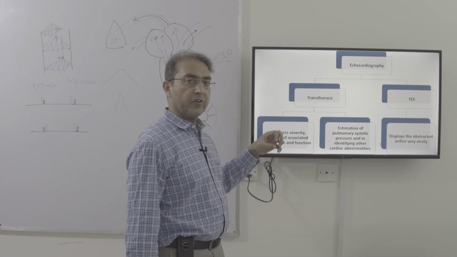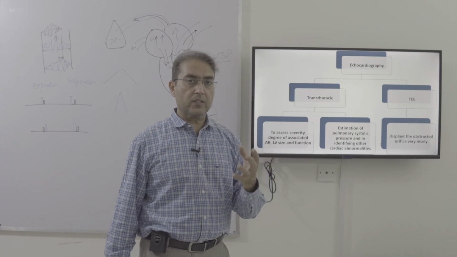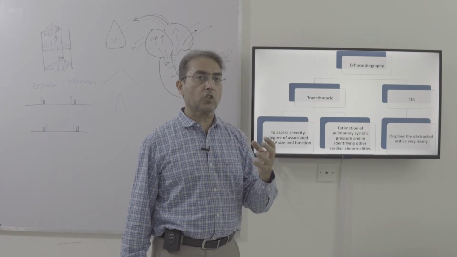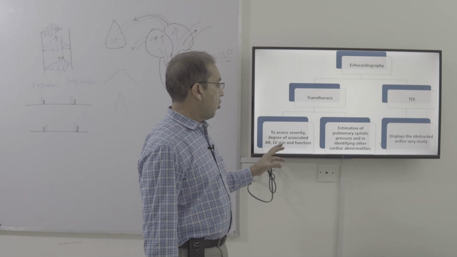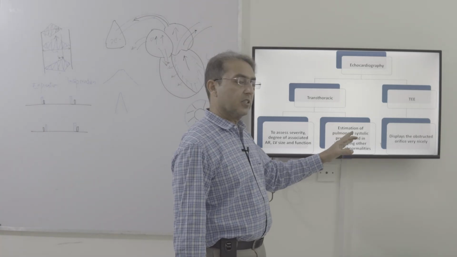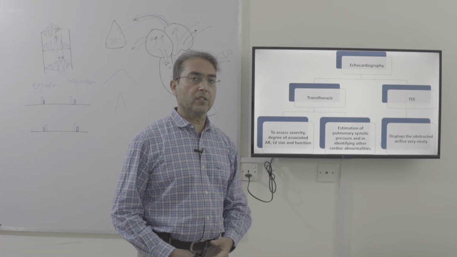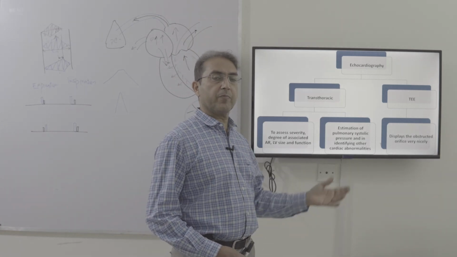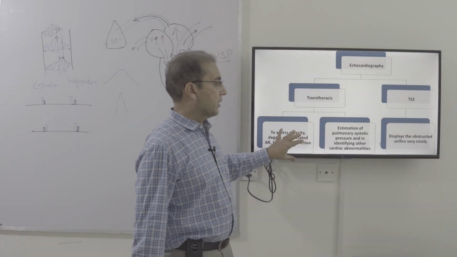We can see the left ventricular size. We can assess the hypertrophy. We can assess the diastolic dysfunction. We can assess the systolic dysfunction. So we can assess all of this on the transthoracic echo. Then you can also assess the estimation of pulmonary systolic pressure, and if there are any other cardiac abnormalities associated. For example, if the patient has mitral valve disease, you can see all of this on transthoracic echocardiography.